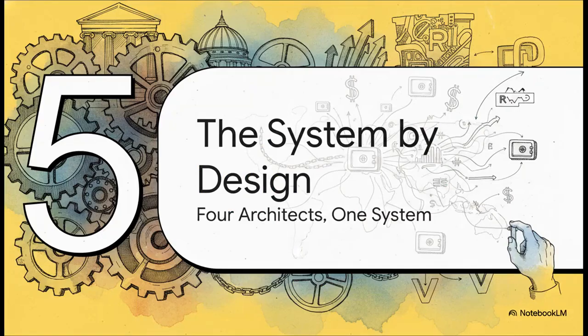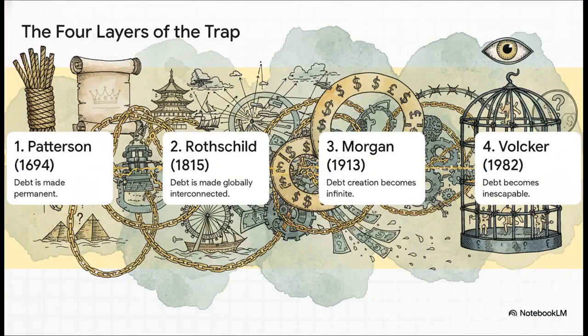So, let's put all the pieces together. How do the innovations of these four men, Patterson, Rothschild, Morgan, and Volcker, combine to create the complete architecture of this modern debt trap? Each architect solved a problem for the system, adding a crucial new layer. Patterson made the debt permanent. Rothschild made it interconnected, basically too big to fail. Morgan made its creation infinite. And then finally, Volcker made it inescapable, even for countries that had no way to pay.